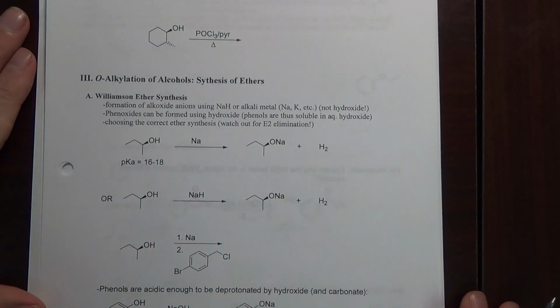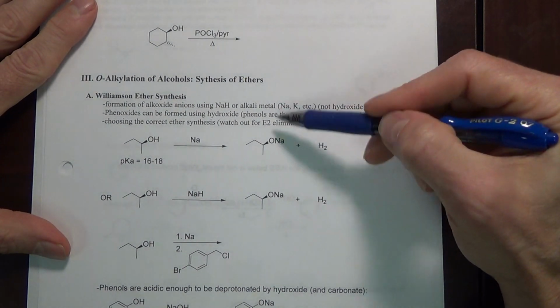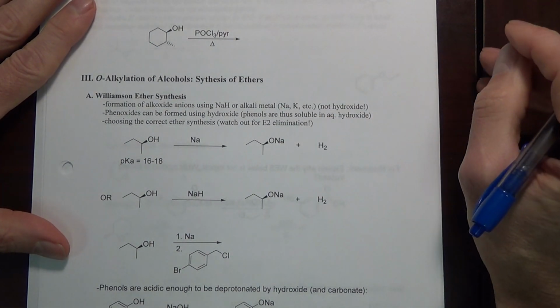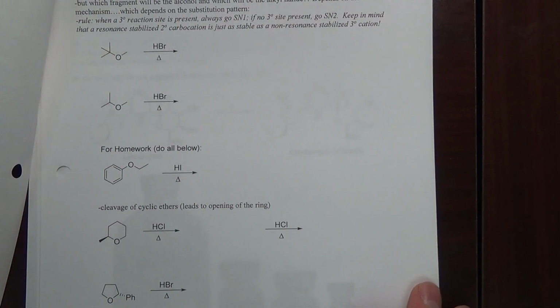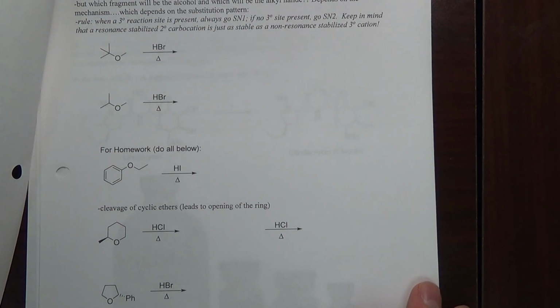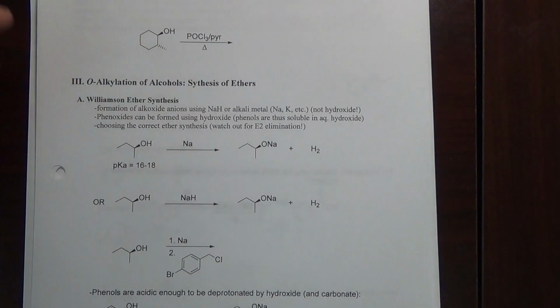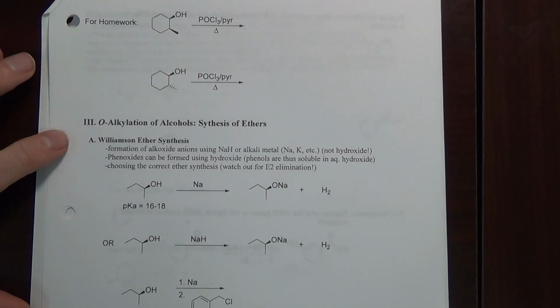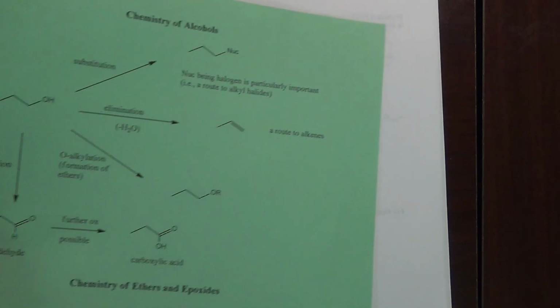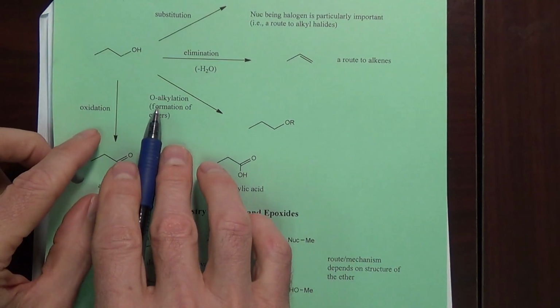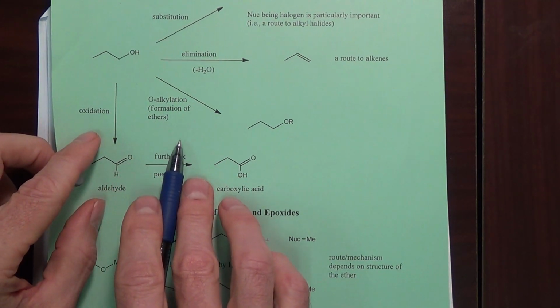Okay, I'm debating whether to continue on here. I think I will. All right. Let's do about half of this next topic. Roman numeral 3. Alkylation, formation of ethers.